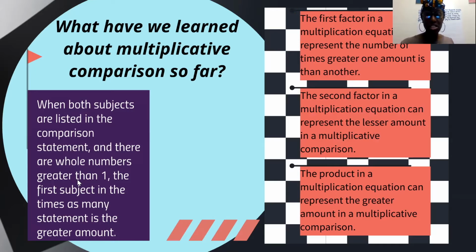When both subjects are listed in the comparison statement and there are whole numbers greater than one, the first subject in the times as many statement is the greater amount. Lock it in. Now, if you notice, this big idea says when both subjects are listed.